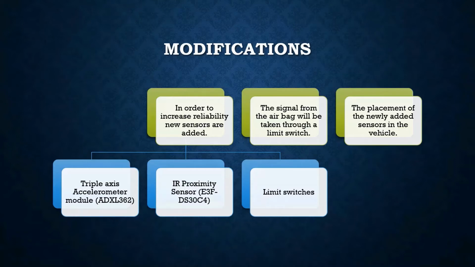The second modification is the signal from the airbag will be taken through a limit switch, not the wire that goes to the dashboard. The third modification is the placement of the newly added sensors in the vehicle. This will be explained in our next video.